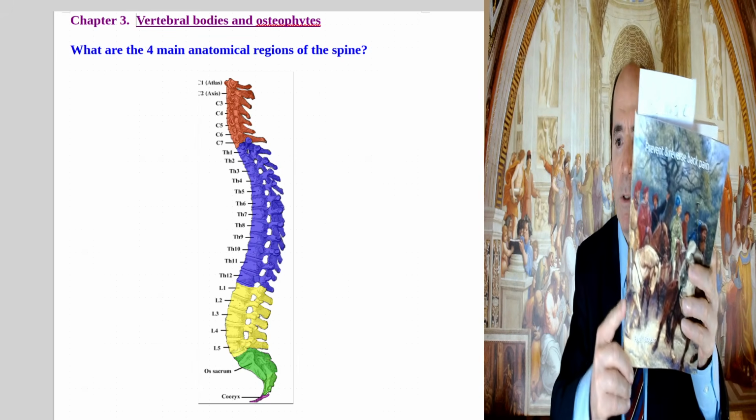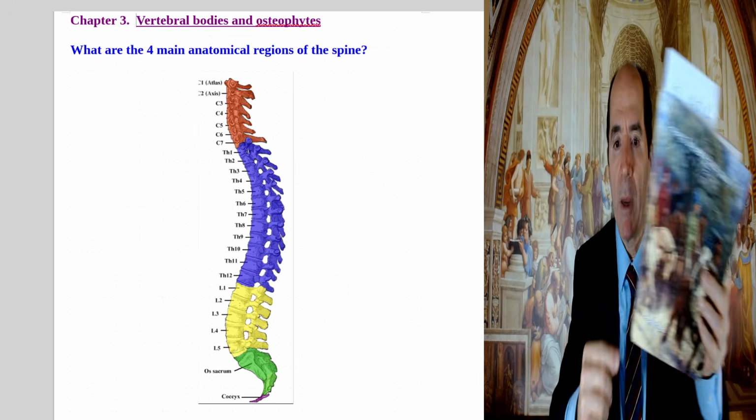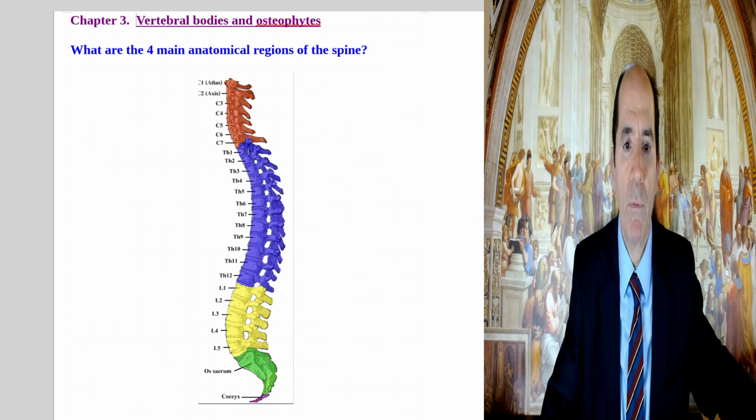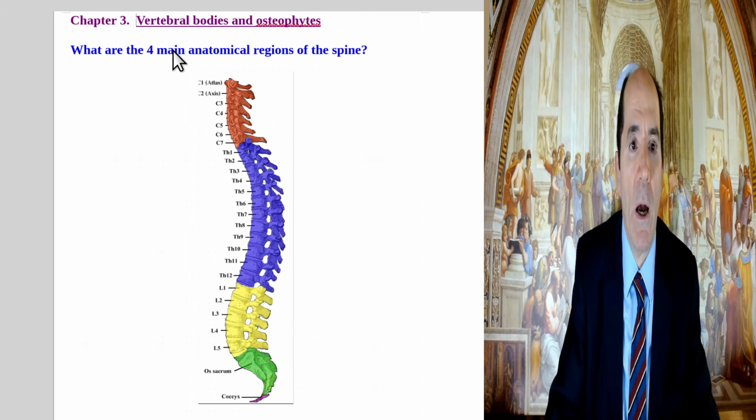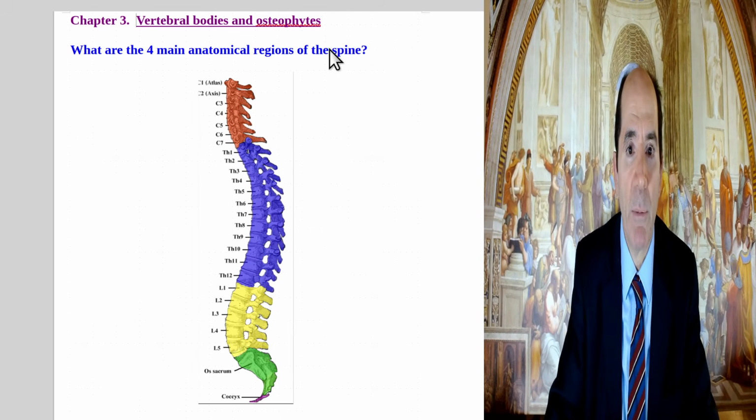Okay, we're continuing with this book right here, Prevent and Reverse Back Pain by me, Pete Rogers. This is like part 4, the fourth video on the book. We're beginning chapter 3, page 30, vertebral bodies and osteophytes.